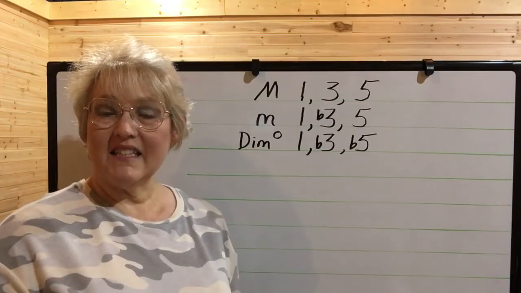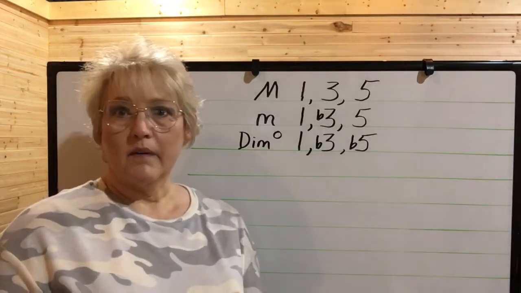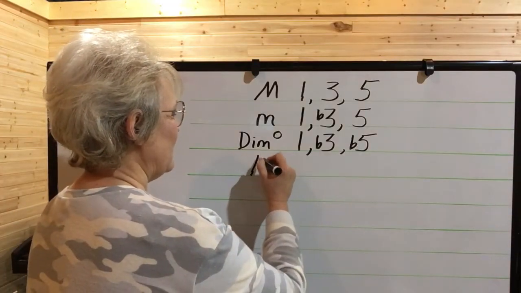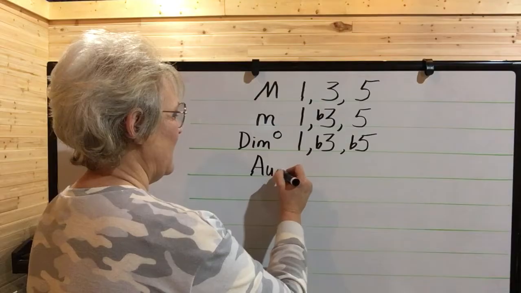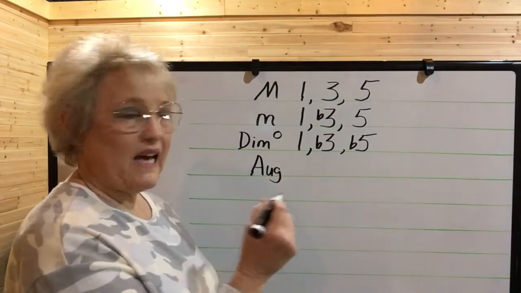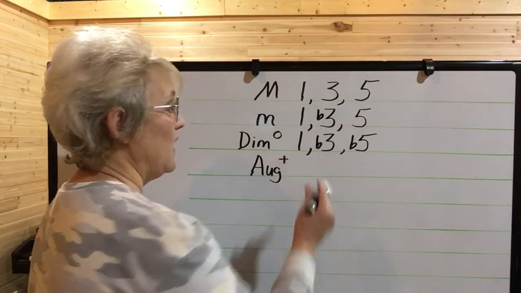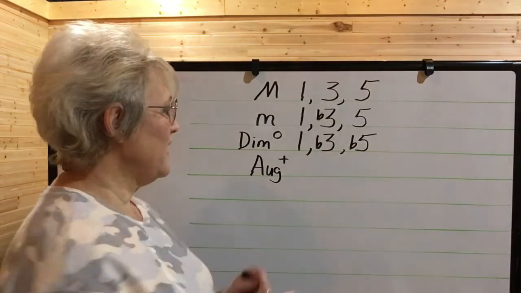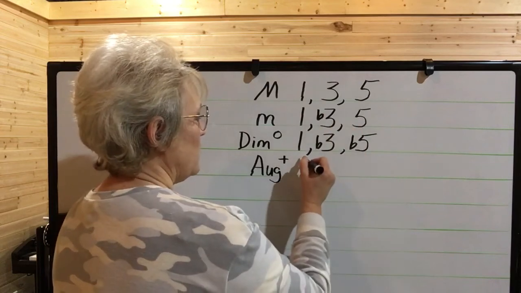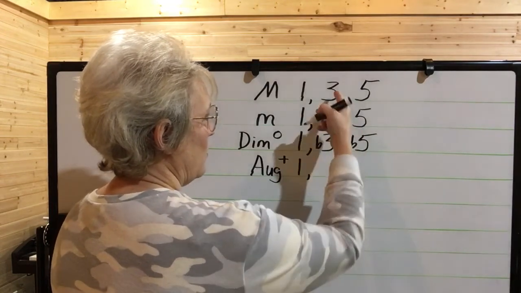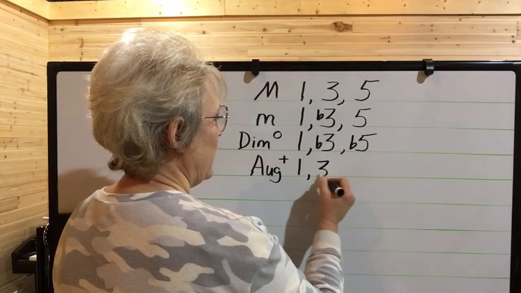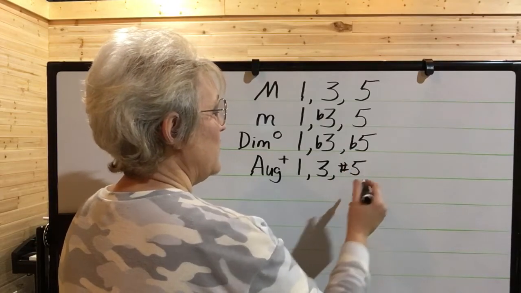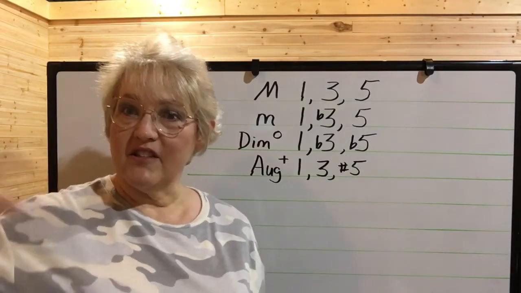Okay, and now let's do the augmented. Augmented is one of my really favorite chords. I was so glad to learn augmented. And a lot of times you'll see that with a little plus. Now, to augment means to make larger. So with an augmented chord, it's C. So we're going to use 1. We're going back to basic here. 3. But we sharp the 5. So that would be C, E, and G sharp.